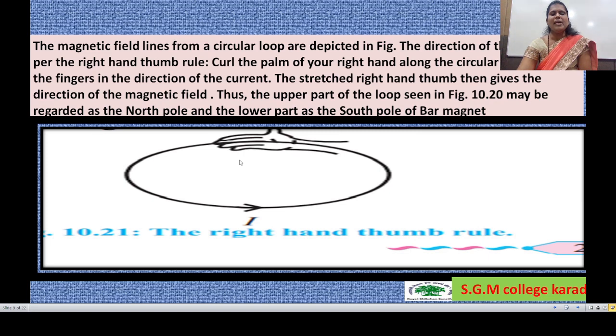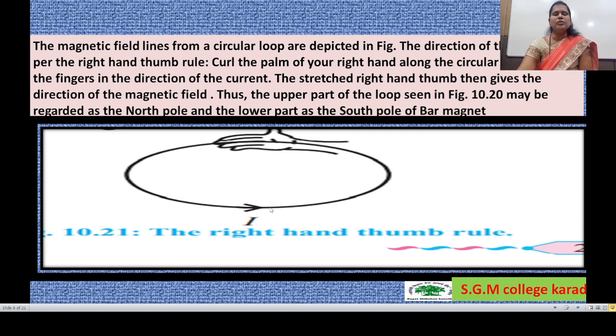If there are magnetic lines, there is a magnetic field. So we have to consider here a bar magnet. Here we have to use the curled palm rule. The curled palm rule indicates that the stretched thumb shows the direction of the magnetic field, and the upper part of the loop is regarded as the north pole and the lower part of the loop is regarded as the south pole.